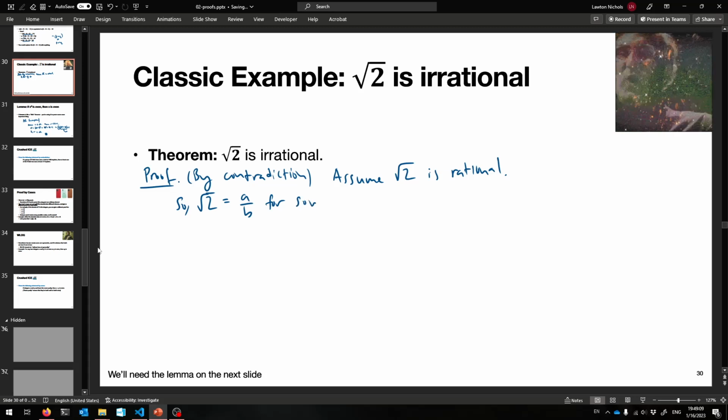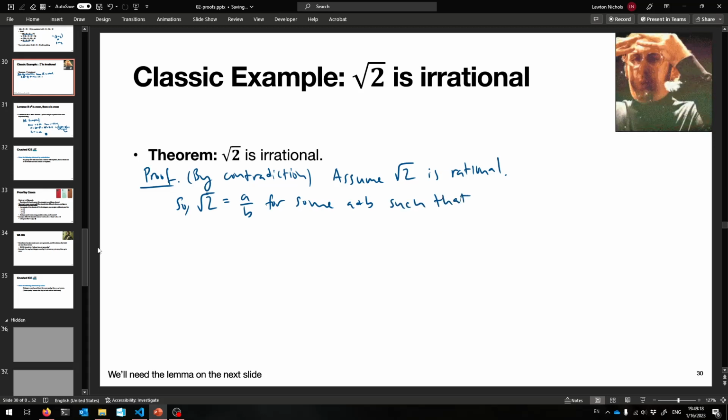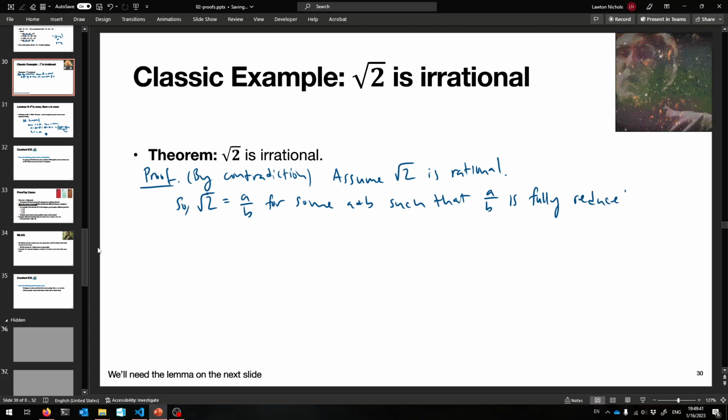For some a and b that are integers such that a over b, and they're integers, b is not equal to 0. And I'm also going to have a side condition on this. Here's the trick. This is the trick of the proof. For some a and b such that a over b, I can ask this of my numbers. A over b is fully reduced. This is the trick. This is totally fine to ask for.